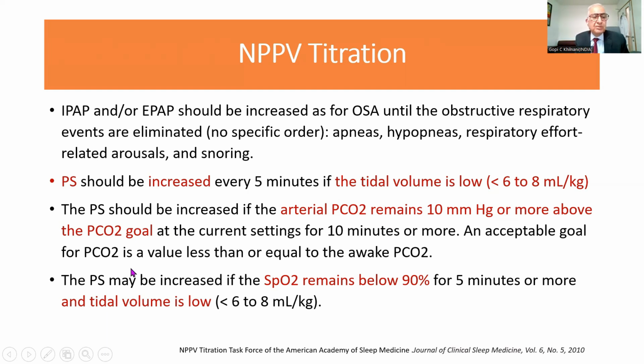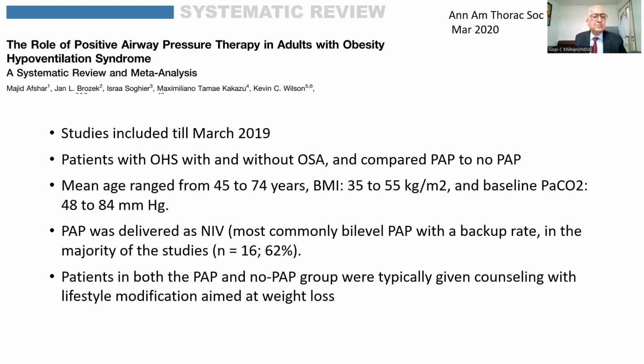An acceptable goal of PCO2 is a value less than or equal to that awake. Suppose the person has an awake CO2 of 45. You aim at 45. You don't try to bring it to 35. That's not a good thing to do. Pressure support may also be increased if the SpO2 remains below 90% for 5 minutes or more. Therefore, it requires titration on the part of the pulmonologist and intensivist when you are doing an NIV titration in patients with obesity hypoventilation syndrome.